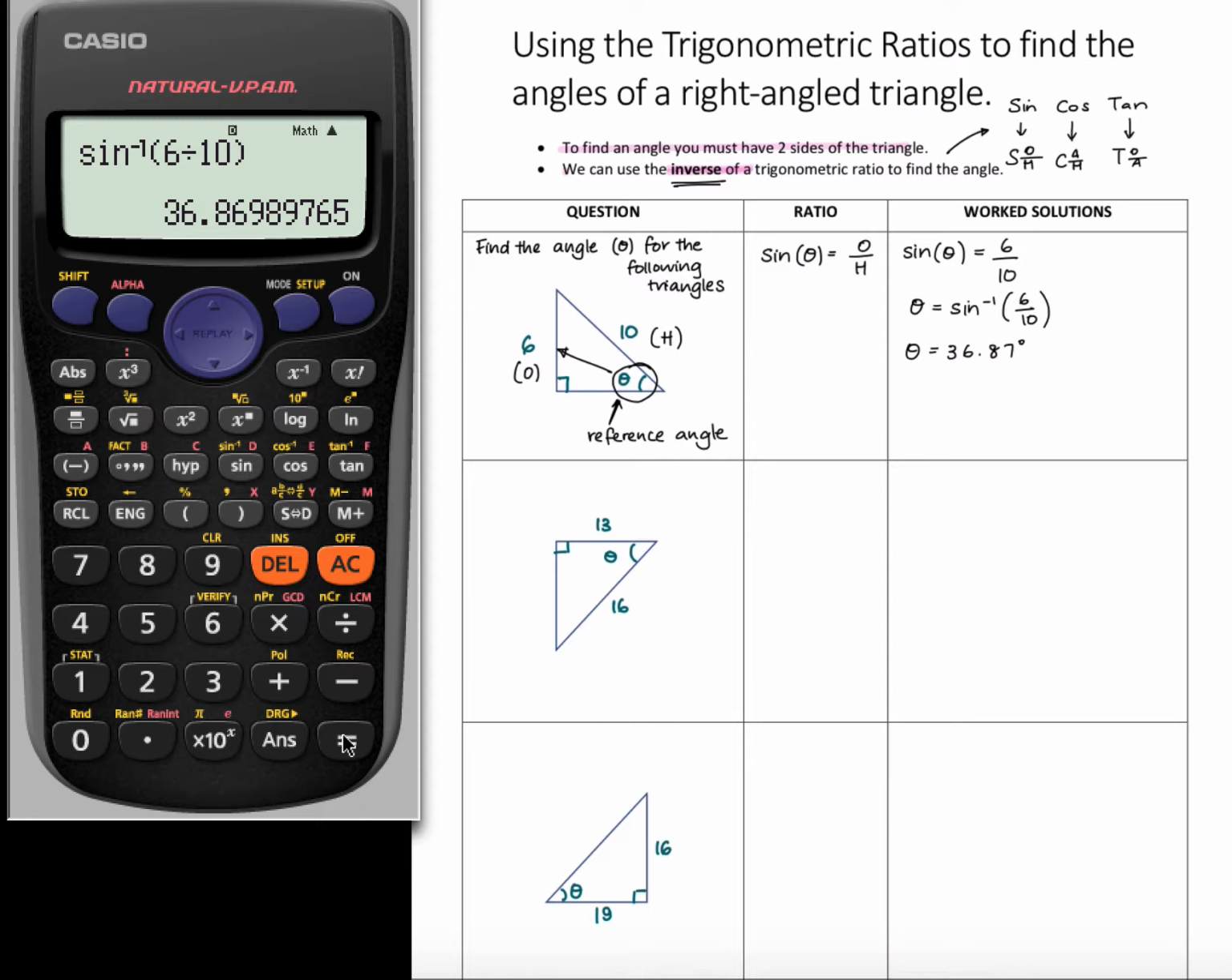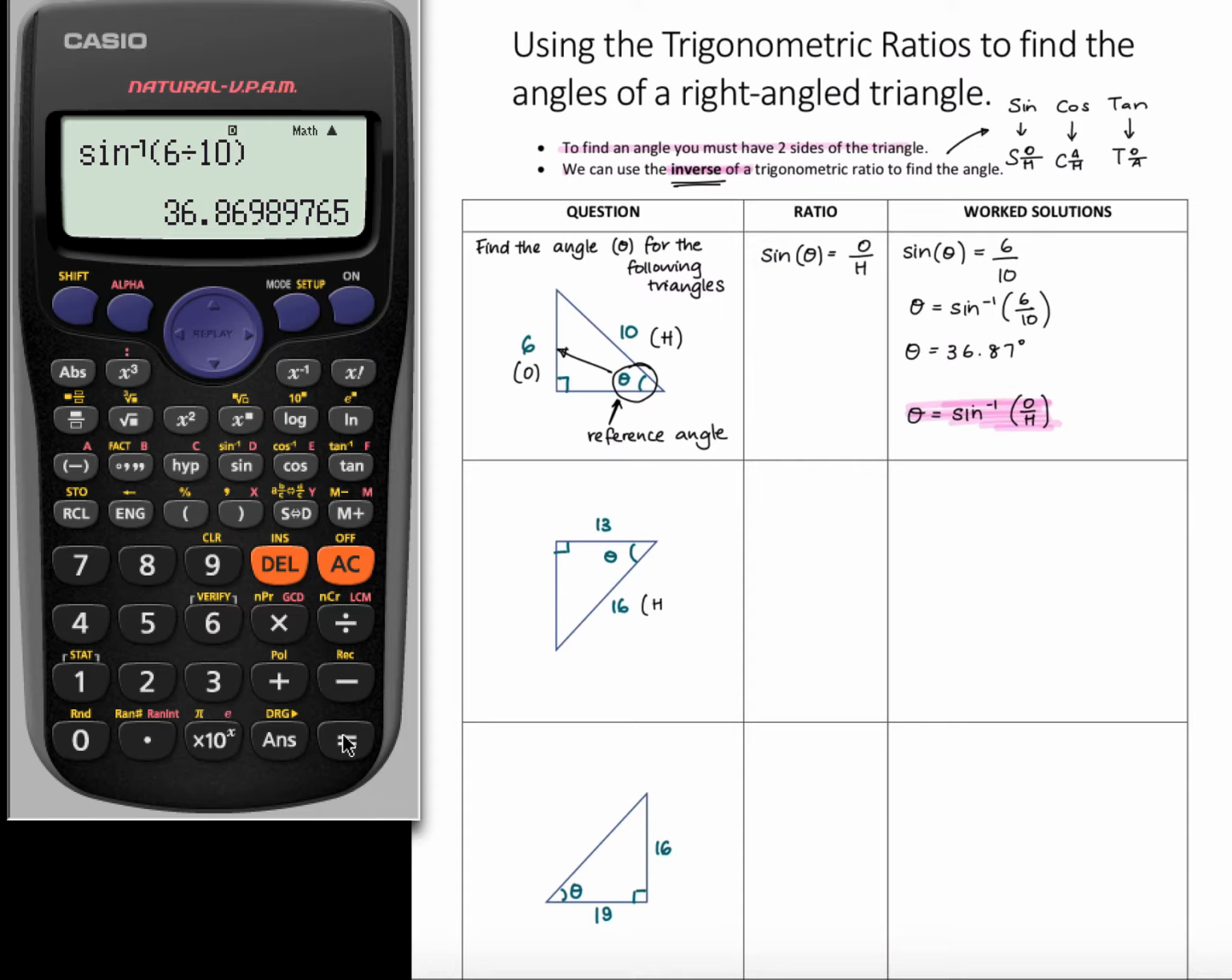If I'm going to write a general equation when I'm using sine as my trig ratio in order to find a reference angle, I would write theta is equal to the inverse of sine, and then open bracket, opposite over hypotenuse. That'd be a very general equation anytime you want to use sine in order to find the reference angle. So let's move on to the next example. Again, here I'm going to start by labeling my sides.